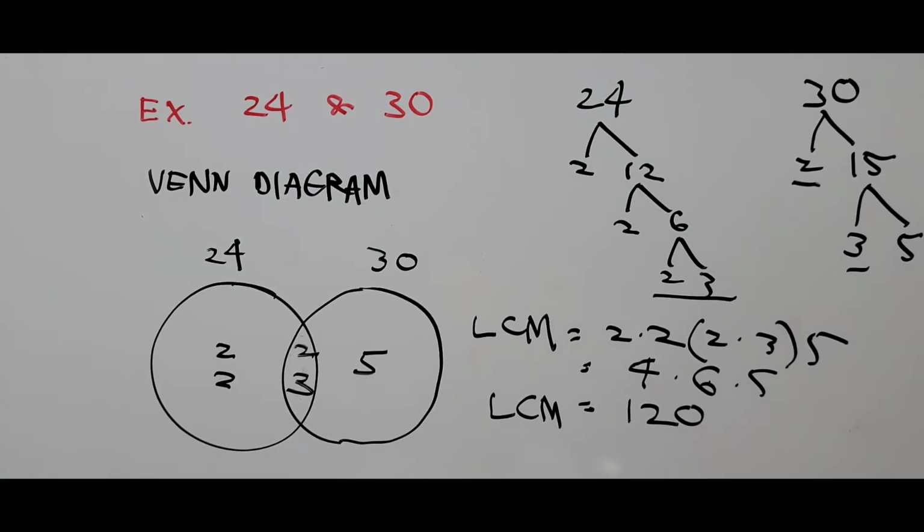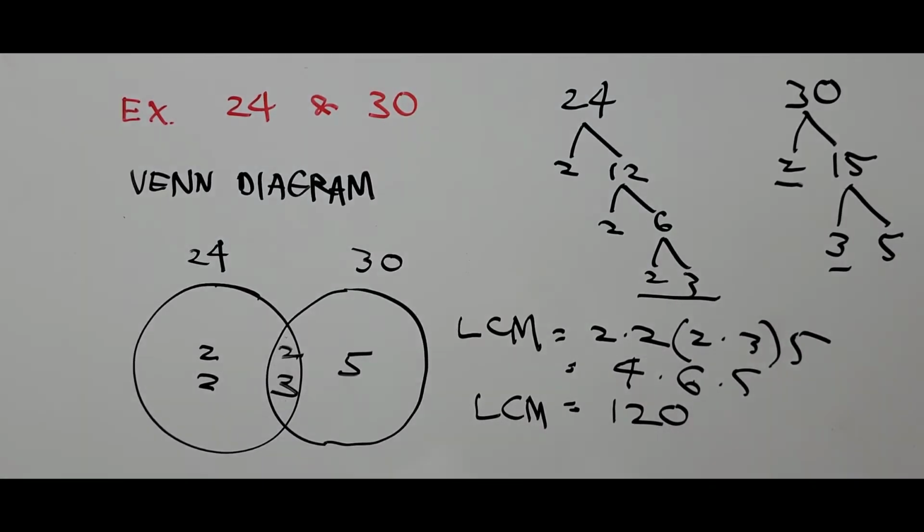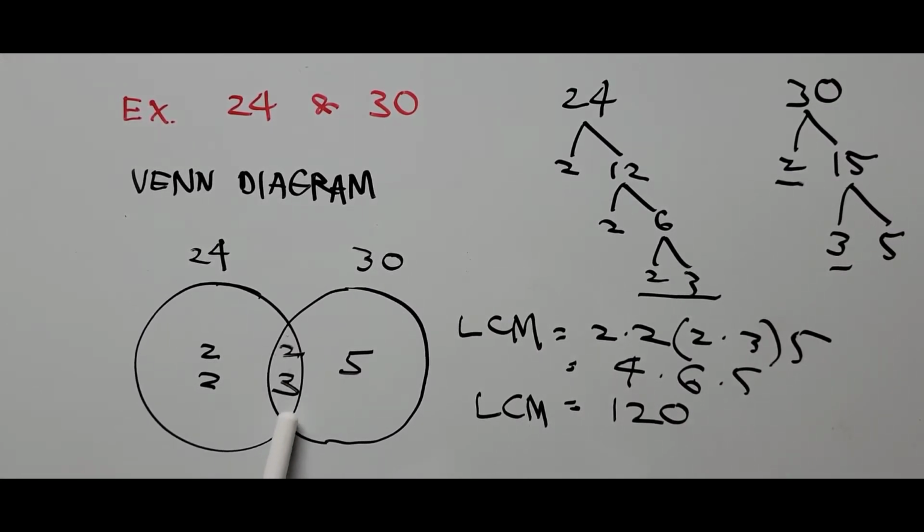So that's the LCM for both numbers. In the Venn diagram, at the intersection, we have those common factors right there. If you take a look at this circle on the 30, the prime factorization of 30 is 2, 3, and 5. Right side, we have 2, 3, and 5.